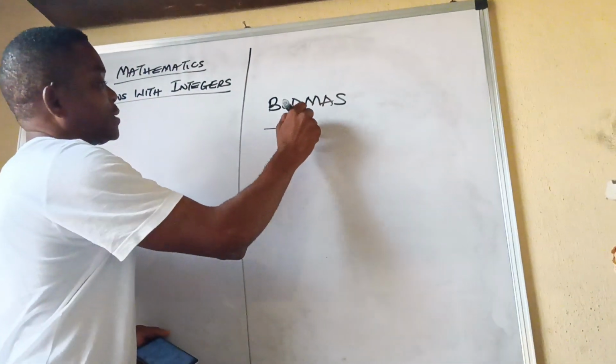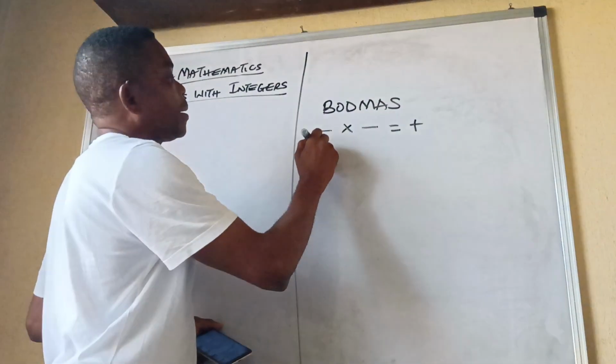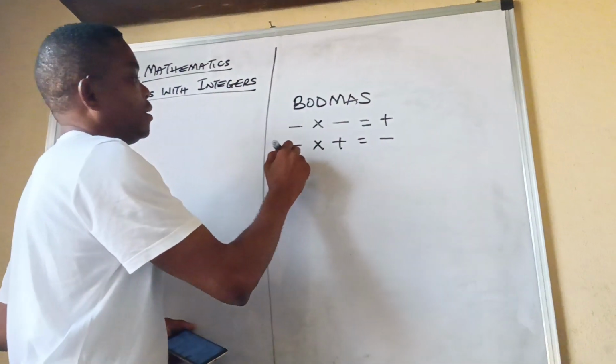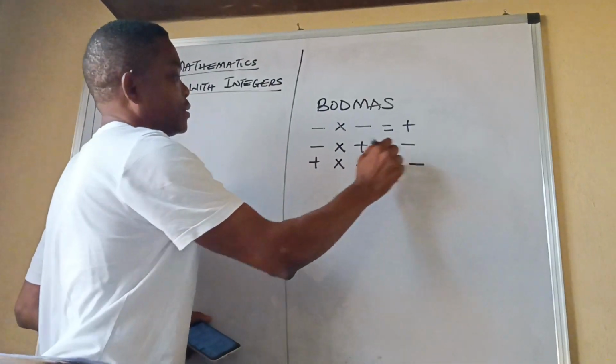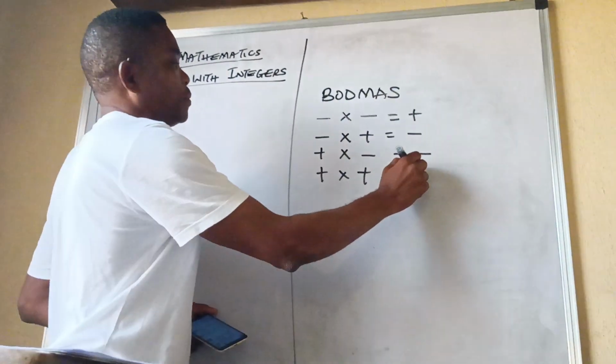Minus times minus will give us plus. Minus times plus will give us minus. Plus times minus will give us minus. Then plus times plus will give us plus.